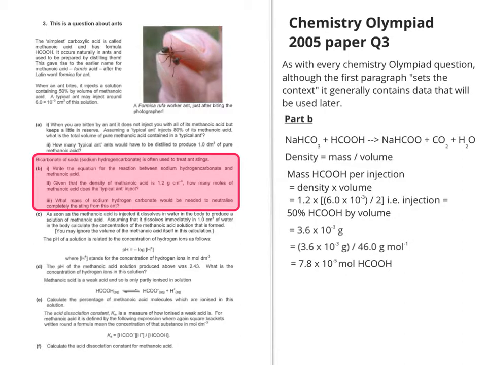The final part asks you to calculate the mass of sodium hydrogen carbonate that would be needed to neutralize completely the sting from this ant. Considering that they've got a 1-to-1 mole ratio, you can multiply the number of moles of methanoic acid by the molar mass of NaHCO3, which gives us 6.57 times 10 to the minus 3 grams of NaHCO3.